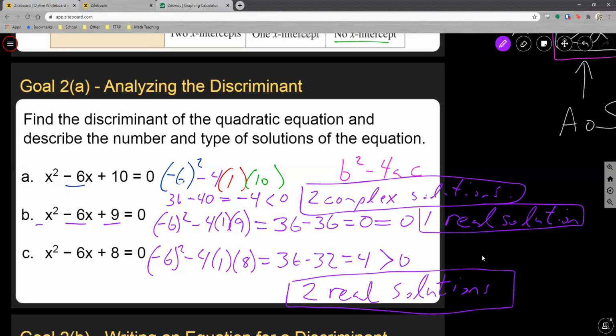It's just as fast as that. So we can now look at an equation and very quickly determine whether we have complex solutions, real solutions, and then how many of them we have if we're looking at real solutions.